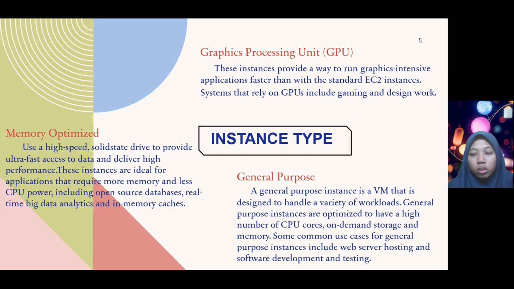General purpose. A general purpose instance is a VM that is designed to handle a variety of workloads. General purpose instances are optimized to have a high number of CPU cores, on-demand storage, and memory. Some common use cases for general purpose instances include web server hosting and software development testing.